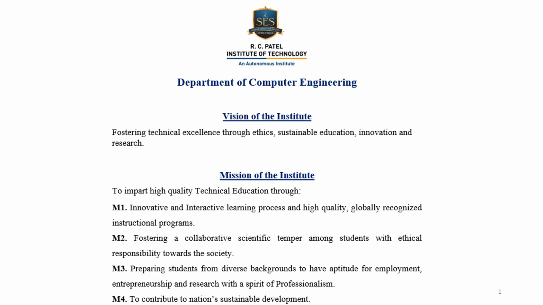Good morning, friends. This is the vision and mission of our institute. The vision statement of our institute is fostering technical excellence through ethics, sustainable education, innovation, and research. To achieve this vision, we have four mission statements.